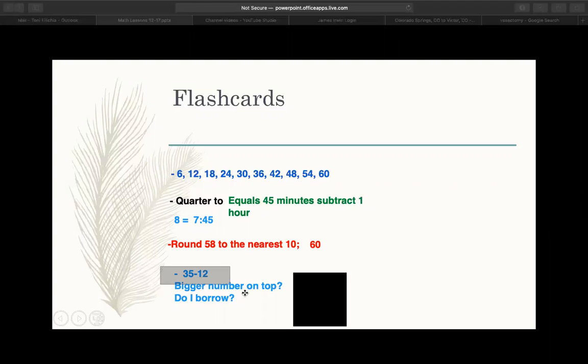And our fourth, 35 subtracted by 12. Which is our bigger number of 35 and 12? 35 is our bigger number, and we put that on top. We write 12 right below it. And do I borrow? For 35 subtracted by 12, I do not borrow. 35 subtracted by 12 is 23.